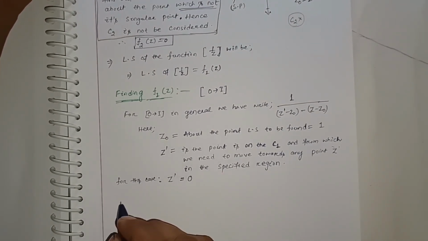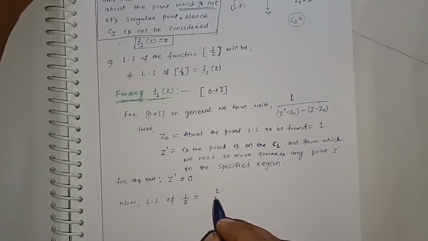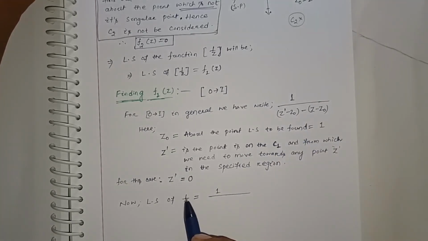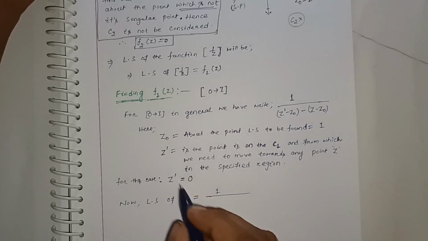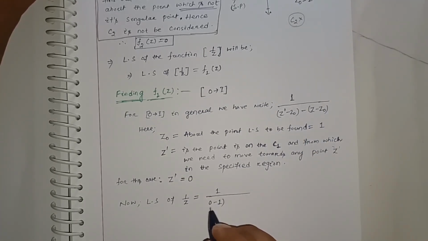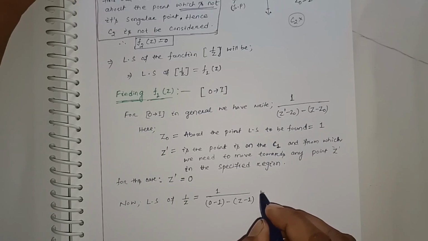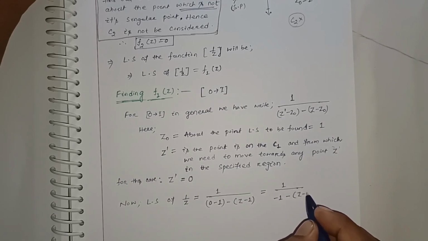Now, the expansion of 1 by z will be equal to what we have to write? 1 by z dash minus z0 minus z, because there is no numerator, so only the denominator z is there. So we have to write z as z dash minus z0 minus z. Z dash is 0, minus z0 is 1, minus z is any arbitrary point, minus 1. So this will be equal to 1 by minus 1 minus z minus 1.